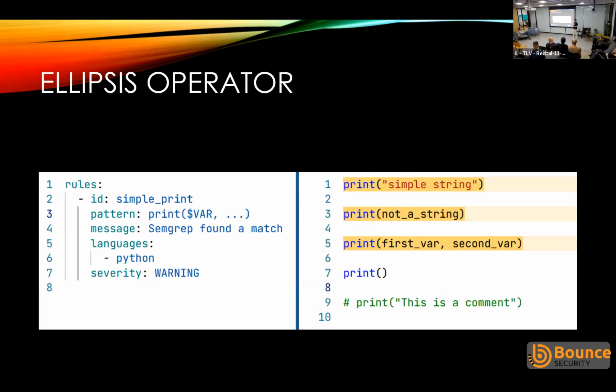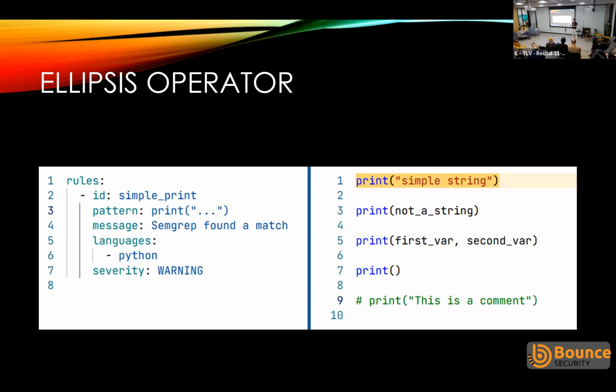If you want to specify that you want at least 1 variable and you don't want to match nothing at all, you can use metavariables, which start with a $ sign and then uppercase letters, and it just indicates this is a variable. So it didn't match the function that didn't have any variables at all. And if you want to match a string, you can do just quotes and the ellipsis operator in between.